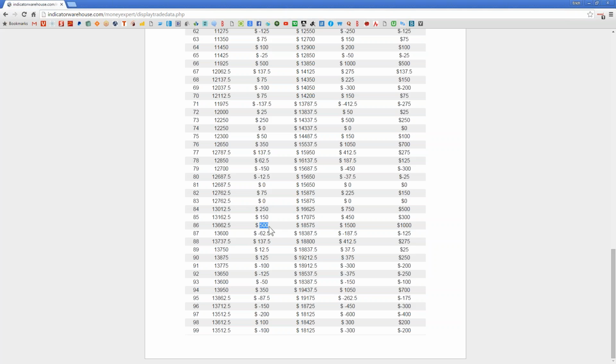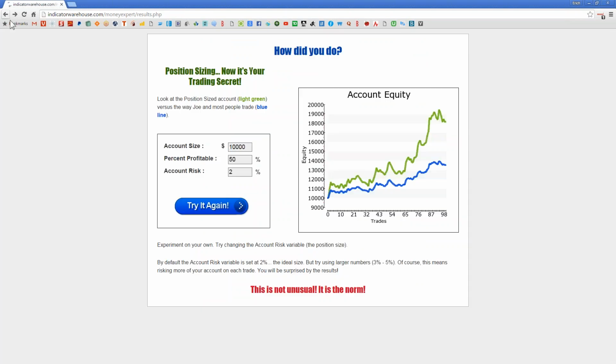And here's the one big trade. Joe hit it for $500, but look at this. By using position sizing, we made $1,500 on the exact same trade. That's the kind of thing that makes a real difference to your trading. Here's another $350 winner for Joe, but because we're position sizing, we made $1,050. Same trade, nothing special about it, but we're making more money. Now, the important thing to remember too is that when we're losing money, we don't lose more than we can afford because we only have 2% at risk.